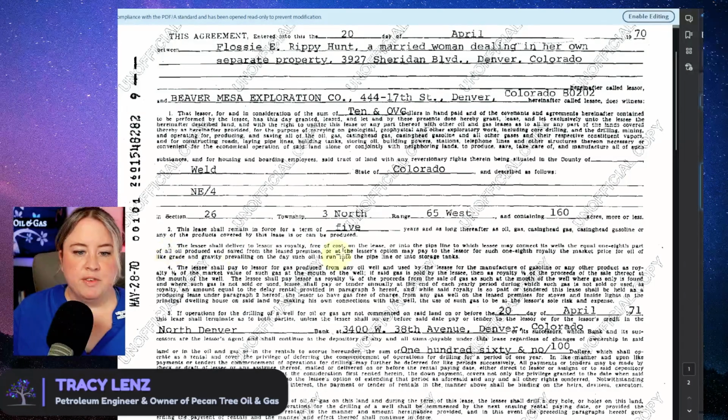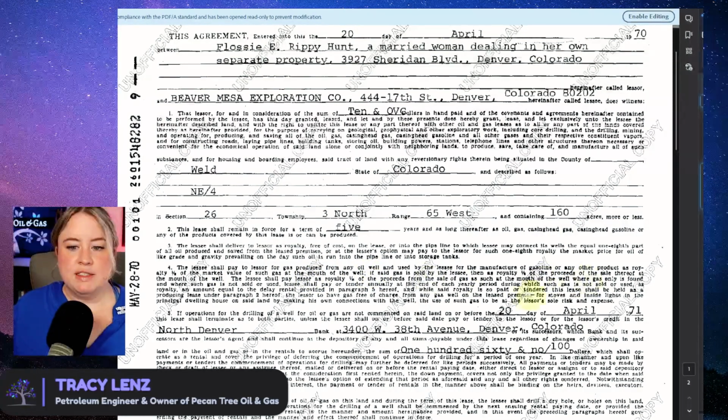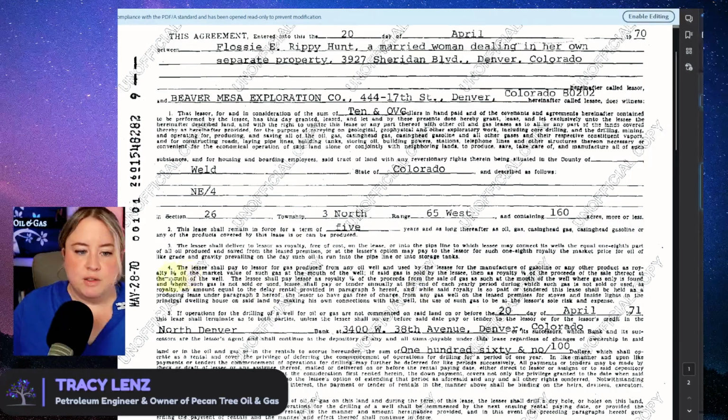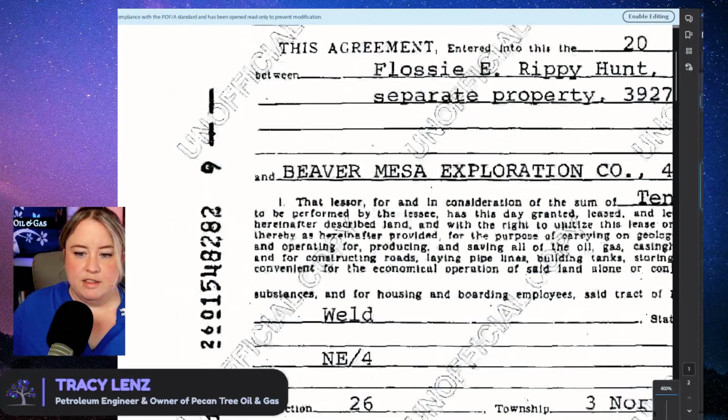So this paragraph 3 is saying what the lease royalty is for oil. So you have a 1/8 royalty. Remember what I said before: 1980s, 1990s, most everything was 1/8. Again, this is 1/8. Paragraph 4 talks about gas. So any gas produced from any oil well or used by the lessee for the manufacture of gasoline, so anything that comes out of the well, should be paid also a 1/8 royalty. And this is very, very tiny.